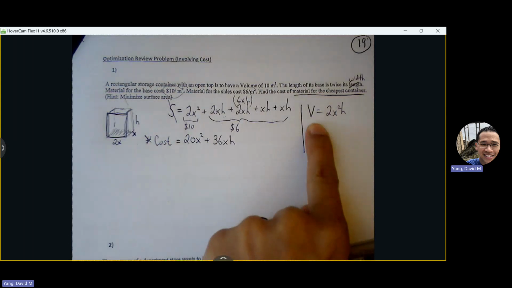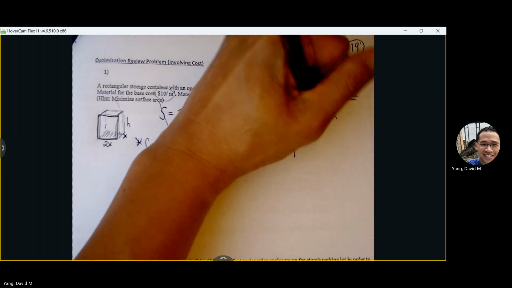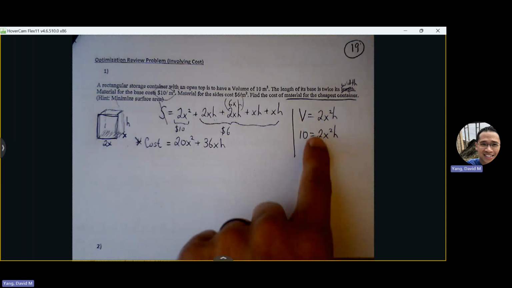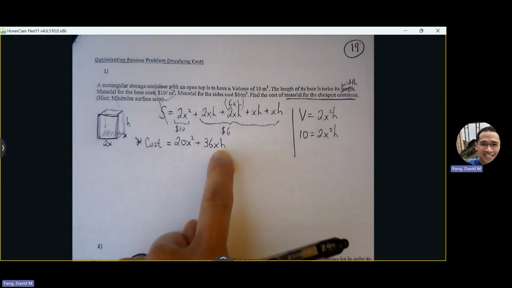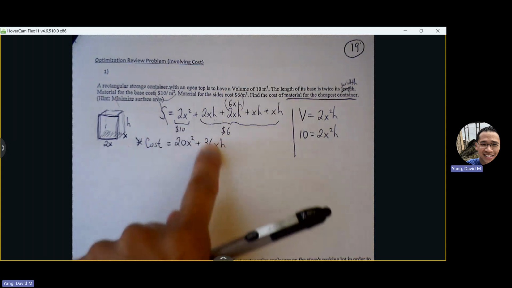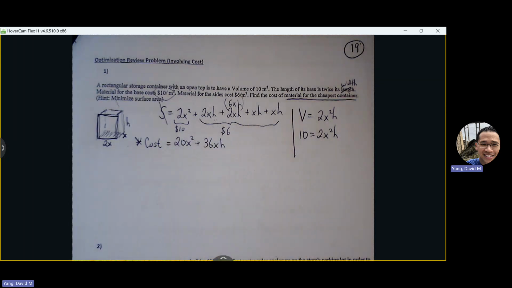Now we do have some restriction, right? The volume of the box has to be what? 10. Okay. Let's solve for h. And once we solve for h, we can replace the h in terms of x. We can get this cost equation ready for the power rule, find the derivative, find a critical point, and that's basically where our answer is going to be.